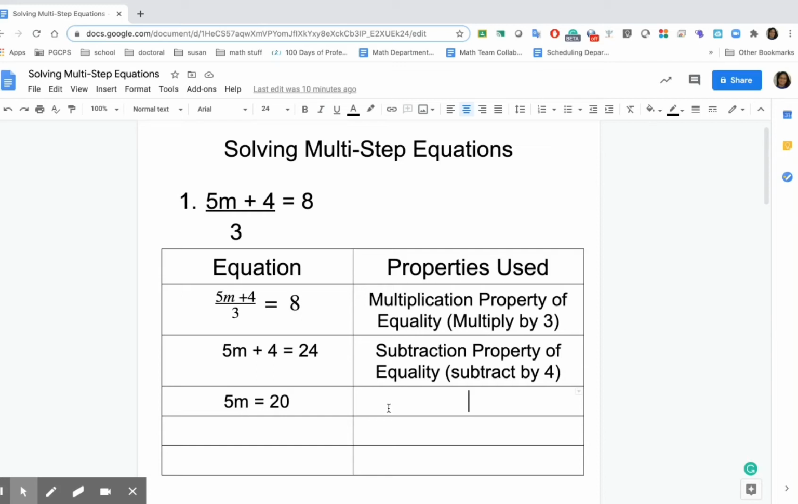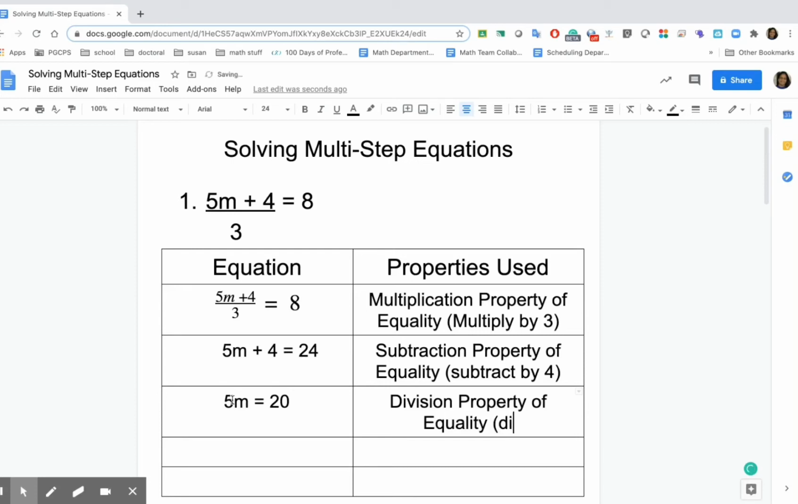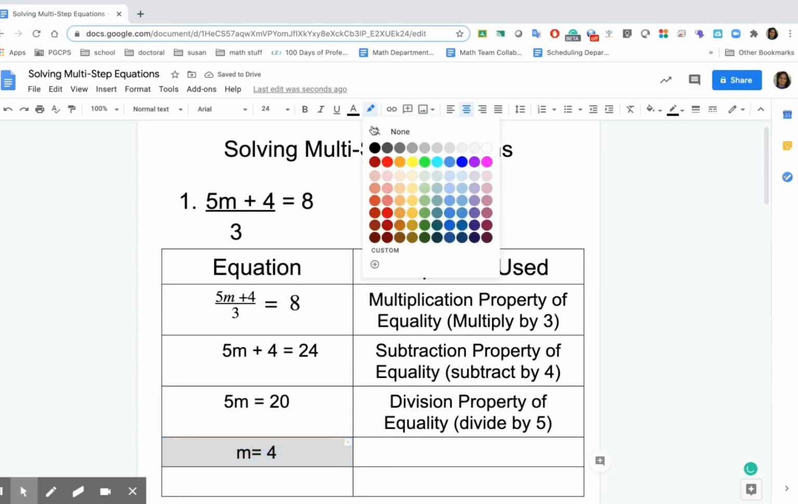So again, our goal is to isolate m, but there's still a number in front of it. To get rid of that, we will use the division property of equality. So we'll divide the equation by 5. So now 5m divided by 5 will be m, and 20 divided by 5 is equal to 4. So the answer to the equation is 4.